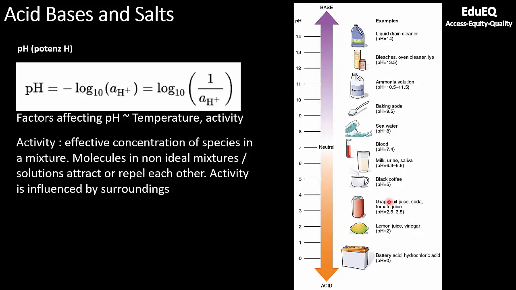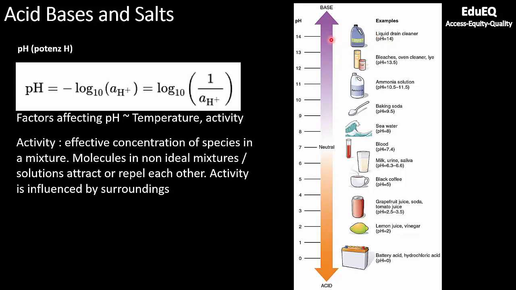Then grapefruit soda around 3, coffee has around 5, then finally blood, human blood has pH around 7.4. There is a range, but this is, you can say, the average value. It should be around 7.4. Salt water starts getting basic now. So if you move up, and finally the liquid drain cleaner, which is very strongly basic because it has to clean the liquid drain. So it has almost the pH close to 14.